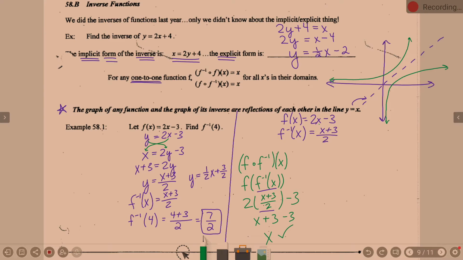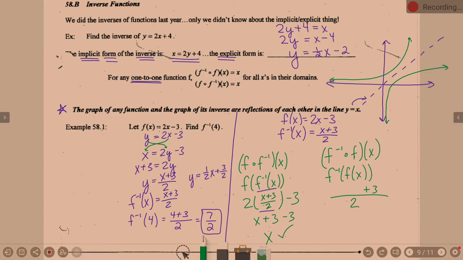That's half of the valid answer that yes, this is one-to-one, but it has to be true for both, which means that was f composed with f inverse. We also have to do f inverse composed with f. So I'm doing f inverse of f of x. So now I'm going to take f and put it into f inverse. So f inverse is (x plus 3) divided by 2.